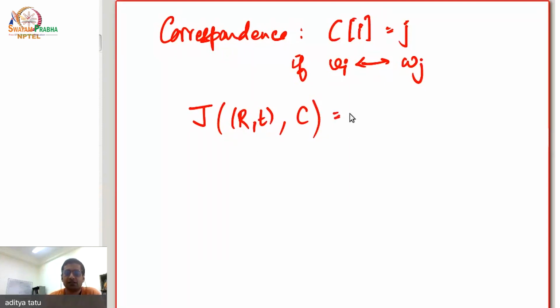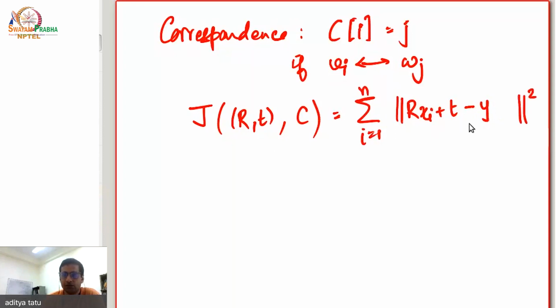And we put it in this way: the sum over i equals 1 to n of R xi plus t minus y of, Divya, can you finish this? What is the y corresponding to xi? Oh, sorry, vi. It should be consistent. Patience, sorry for that.